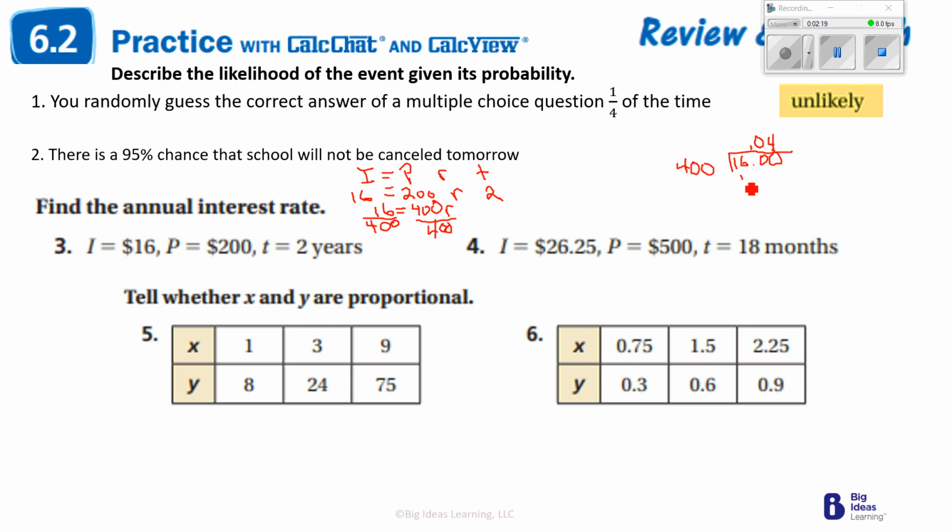And to turn 0.04 into percent, just so we're clear with that, I do take and multiply by 4. 0 times 4 is 0. 0 times 4 is 0. 4 times 4 is 16. So I do get 1,600. And now I can say that I have 1,600 minus 1,600. So the answer is 0.04. When I move my decimal 2 places to turn it to a percent, that tells me it's 4%. So the answer to number 3 is 4%.